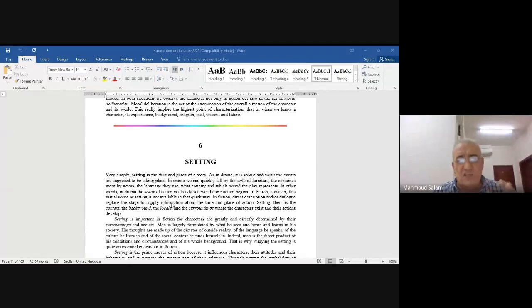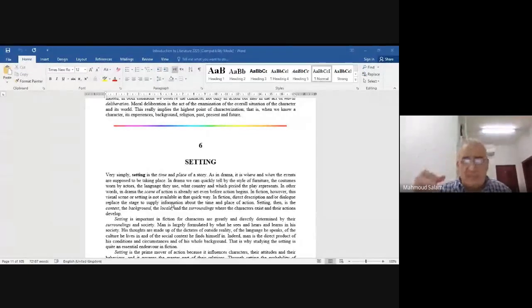But in fiction, you don't see it on stage. You read about it. You are told about it. The visual scene or the setting is not available in that quick way. In fiction, we have direct description and or we have dialogue. Instead of watching a play, you listen and read about the events, about the time and place and so on of the action.